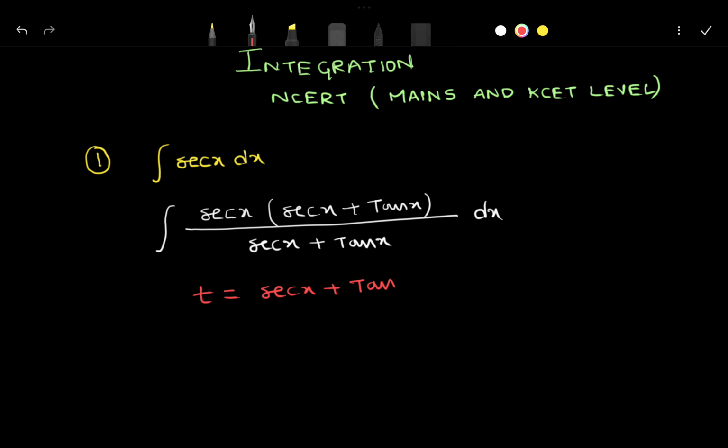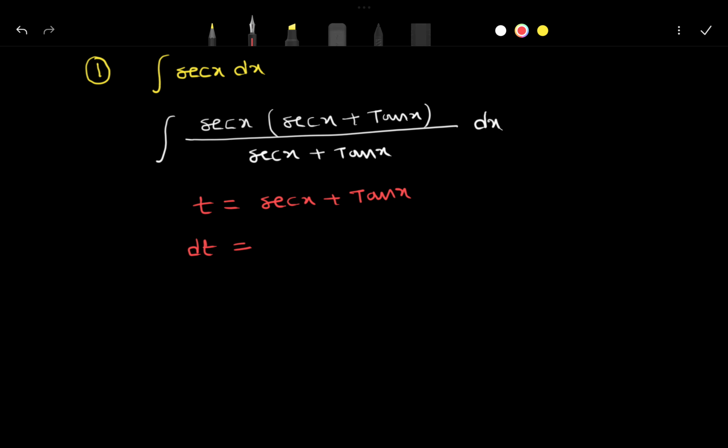Now differentiate this on both sides. You will get dt equals the derivative of secant x, which is secant x into tan x, plus the derivative of tan x, which is secant square x, into dx. We are differentiating with respect to x. Now take secant x common, then it becomes secant x into tan x plus secant x, into dx.